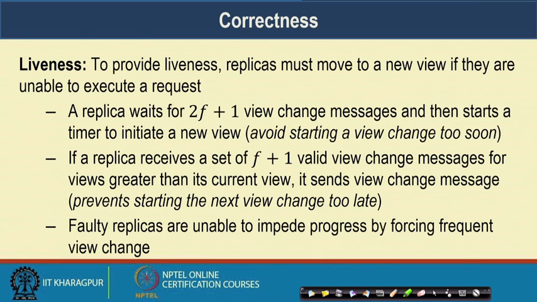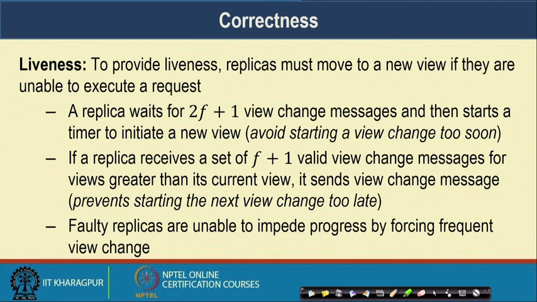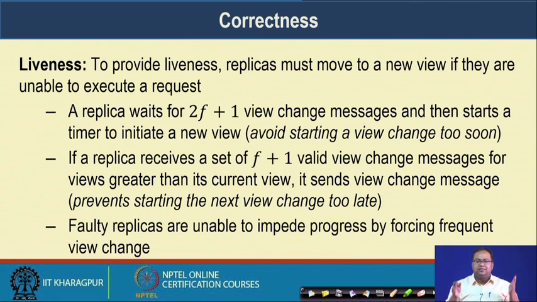And to ensure the liveness criteria, we need to ensure that whenever there is a fault in the primary, the system moves from one view to another view. In that case, a replica waits for 2a plus 1 view change messages and then starts a timer to initiate a new view. It avoids starting a view change too soon. If you start a view change too soon, then a faulty replica may initiate a view change very periodically, and it will hamper the liveness of the system. The system will not be able to progress if there are frequent view changes.